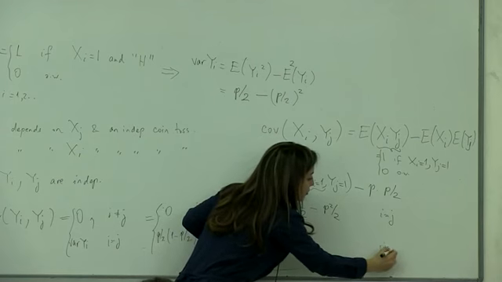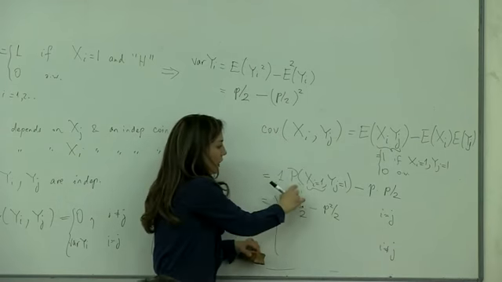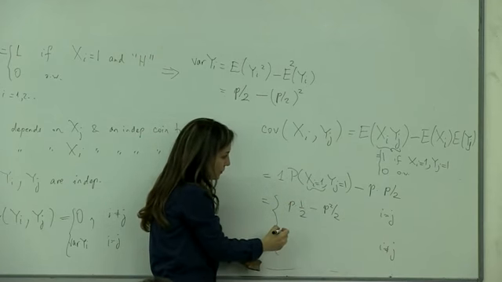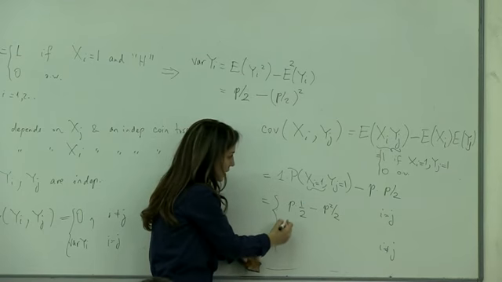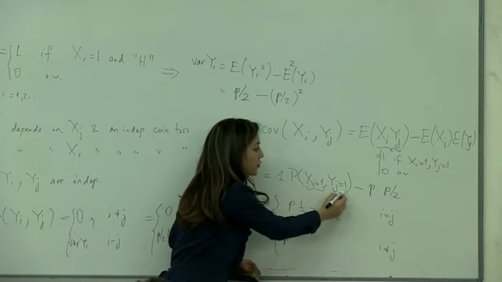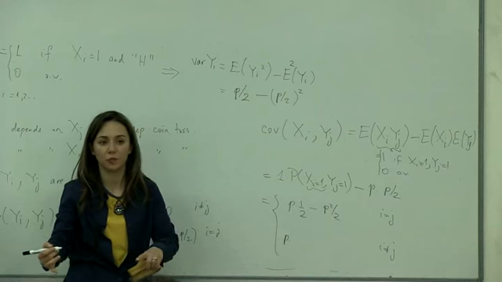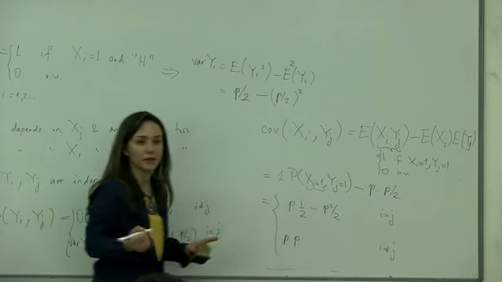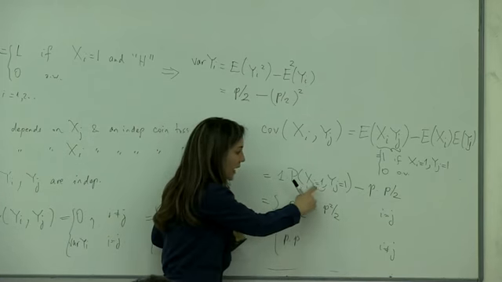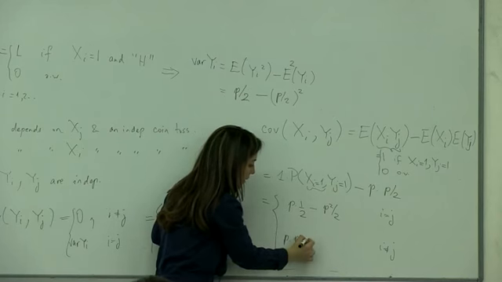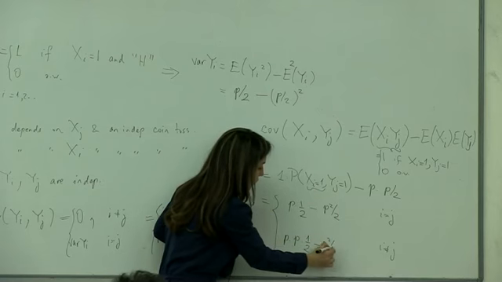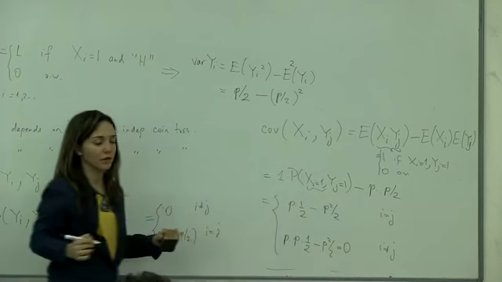If i is not equal to j, the probability that x sub i is 1 is p, and then for y sub j to be equal to 1, we need x sub j to first equal 1, which happens with probability p independently of x sub i, and then we need the heads to come up. So p times 1/2, minus p squared over 2, which is 0. Okay, as expected.